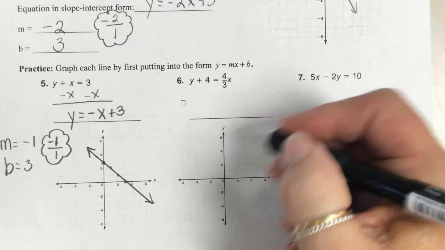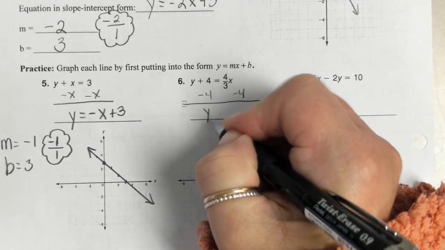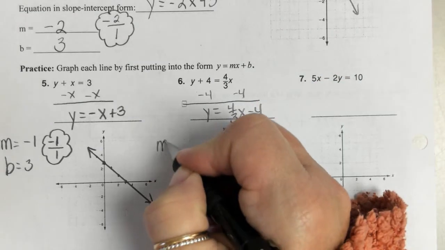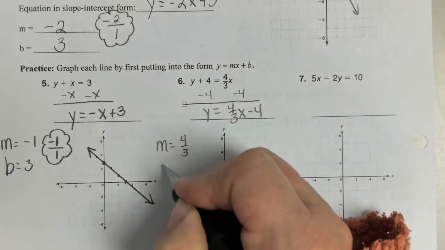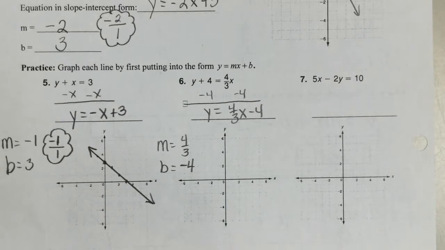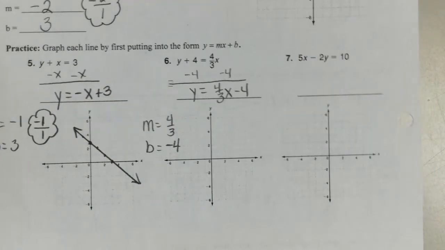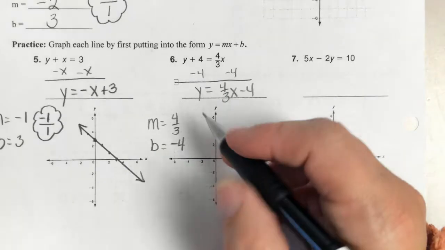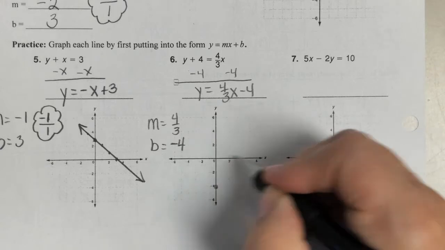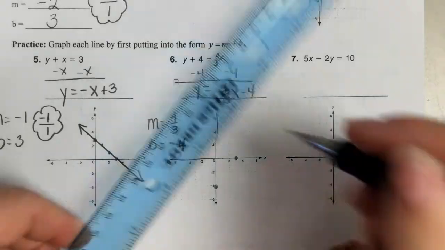All right, for number 6, to get y by itself, I'm going to subtract 4. Y equals 4/3 x minus 4. So my slope is 4/3. And my b is -4. So my slope is already in rise over run form, so I don't have to think about it in a different way on this one. My 2 steps to graphing: I start at my b, my -4 on the y, up 4 and to the right 3. And then I draw my line.